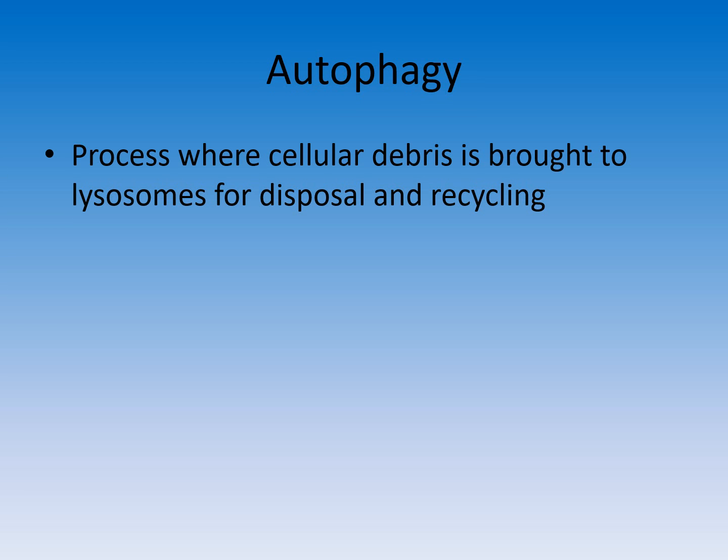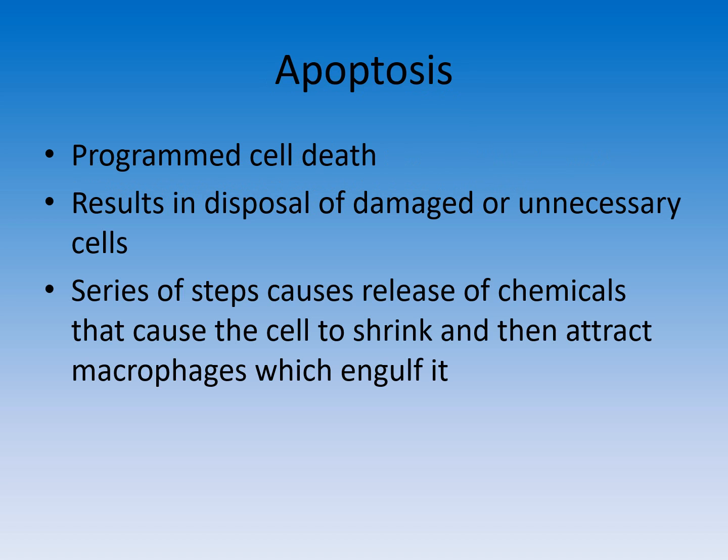The process where cellular debris is brought to the ribosomes for disposal, and the cell is very good at recycling. If it can't use it at all, it will dispose of it, but if it can recycle it, it will. It's very good about that. And apoptosis is programmed cell death. We do see this periodically where if a cell is damaged, it's going to go through this programmed cell death and then recycle any of the materials from it. Or if there's unnecessary cells, there's usually a series of steps that will release chemicals and it causes the cell to kind of shrink, and then macrophages will engulf it.